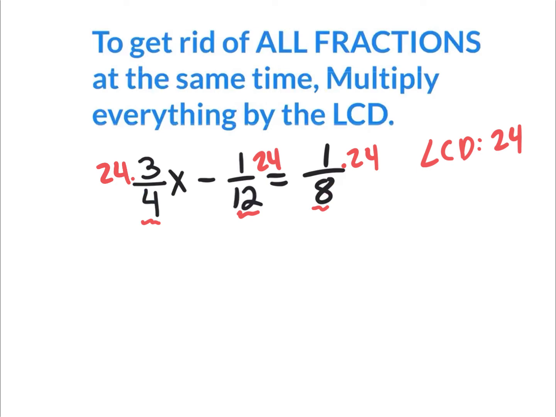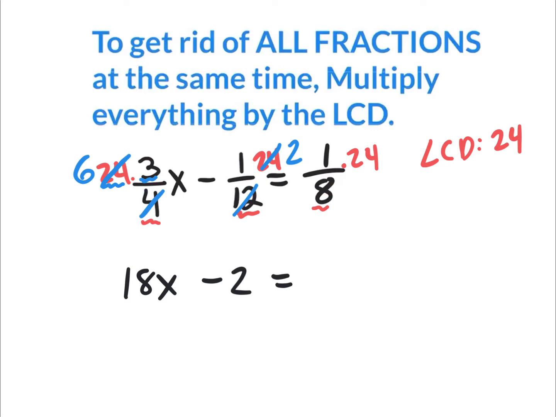You see, I could multiply 24 times 3 and then divide by 4, or I could divide 24 by 4 and get a 6, and then multiply the 6 times 3 and get an 18x. And then over here, I got a 24 divided by 12. That will become a 2. And of course, -1 times 2 is a -2.